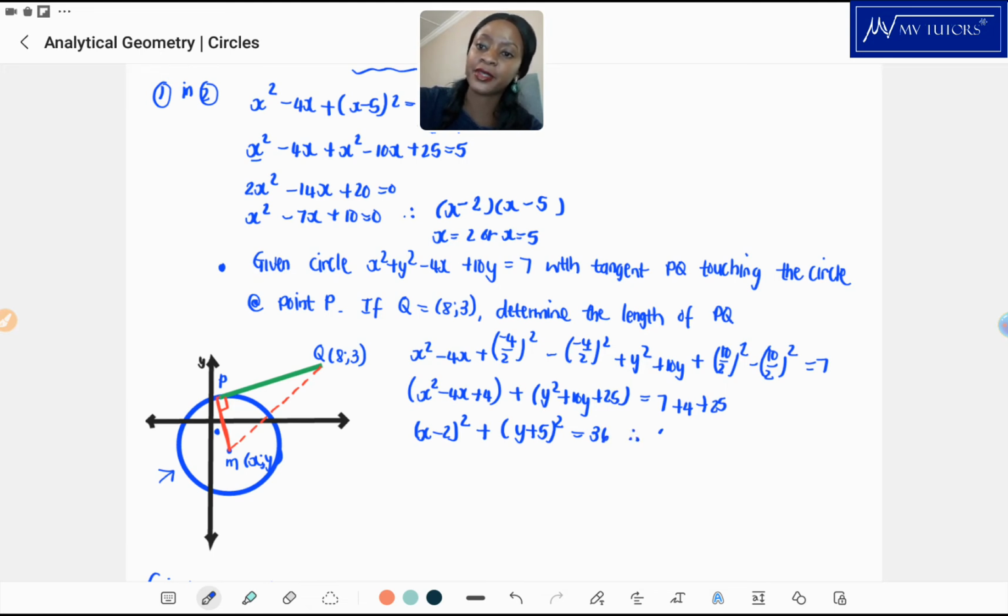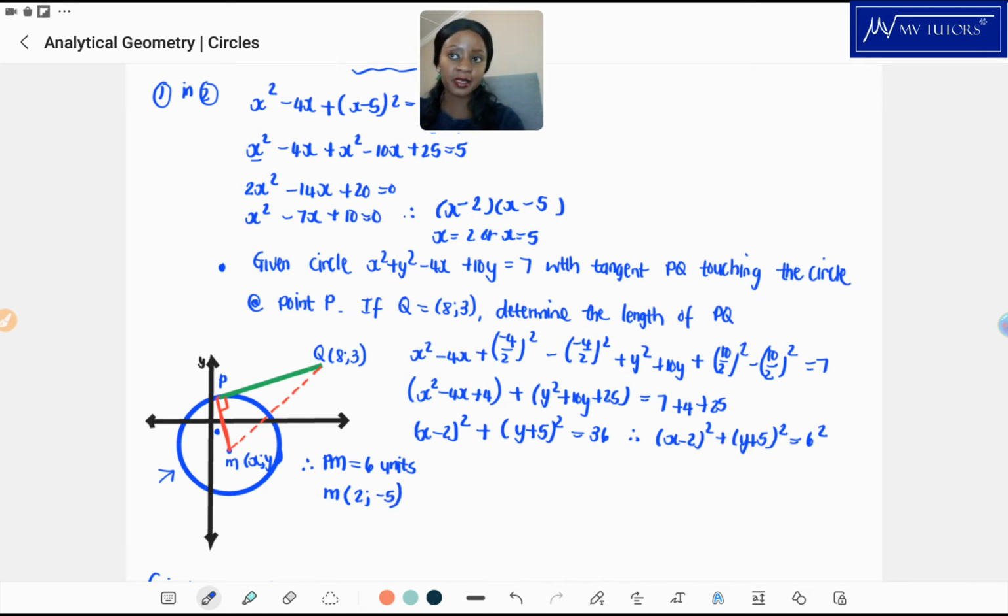Therefore, the equation of my circle is x minus 2 squared plus y plus 5 squared equals 6 squared. So firstly, I know my radius is 6. Therefore PM is equal to 6 units. And M, the center of the circle, is 2, negative 5. You can see it's in the fourth quadrant, where y is negative but x is positive.